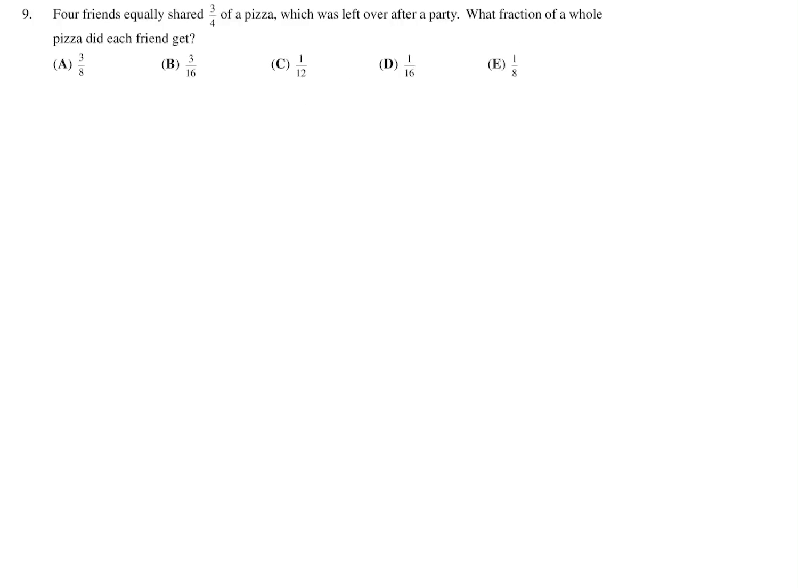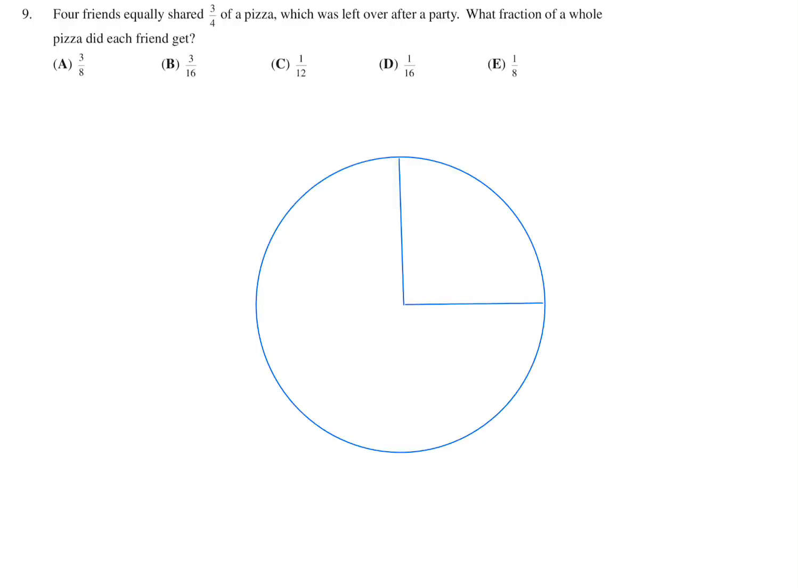Four friends equally shared 3/4 of a pizza, which was left over after a party. What fraction of a whole pizza did each friend get? So you've got this pizza here, and basically 3/4 of it is what is remaining. So if you draw 3/4, it would be basically like that. 1/4 is gone, 3/4 is remaining. And these friends have to now share the 3/4, this part.